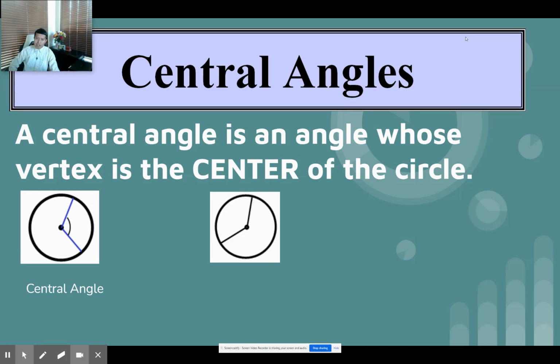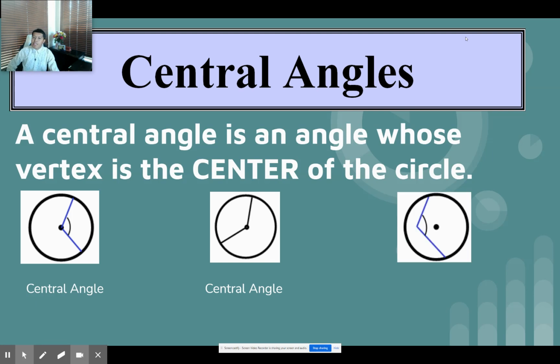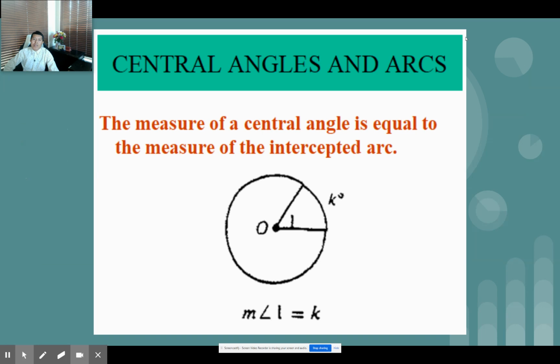The second diagram, the vertex is also at the center of the circle. So that's a central angle. The third diagram, the vertex is inside the circle, but it's not at the center. So that's not a central angle. All right. Now, how are we going to measure this central angle and its arc?